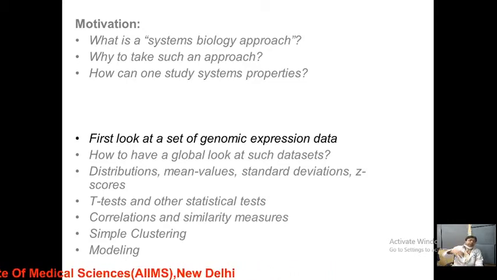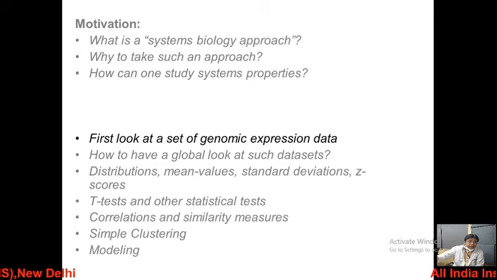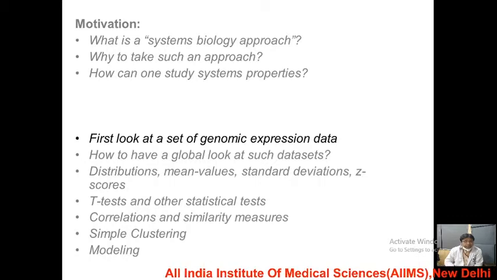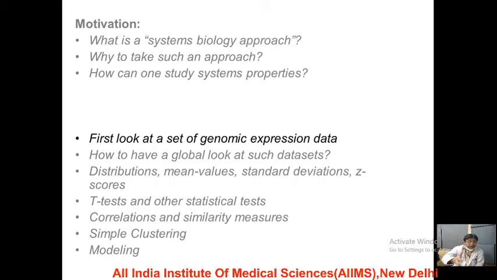When we say expression, we actually mean RNA expression here. So we try to find out what the change in the RNA profile is, what the change in the transcriptome is, what the change in the population of the RNA is, what the change in the transcriptional landscape of the cell is between the control state and the test state.